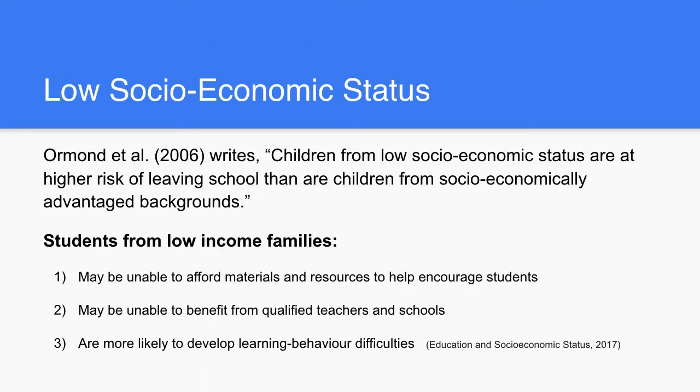We chose to analyze students that come from low socioeconomic backgrounds. Ormond writes, children from low socioeconomic status are at a higher risk of leaving school than are children from socioeconomically advantaged backgrounds. Students from low-income families may be unable to afford materials and resources to help encourage students, may be unable to benefit from qualified teachers and schools, and are more likely to develop learning behavior difficulties.